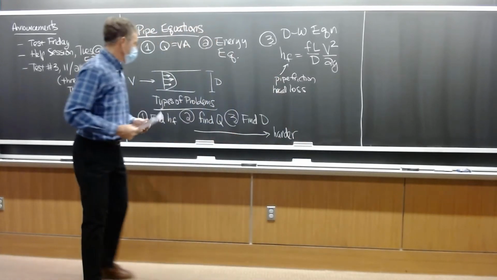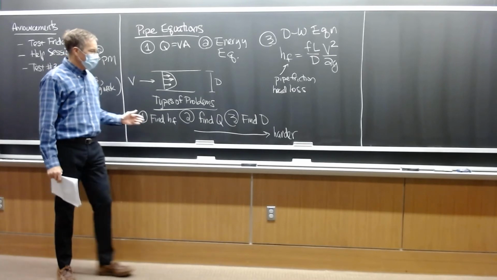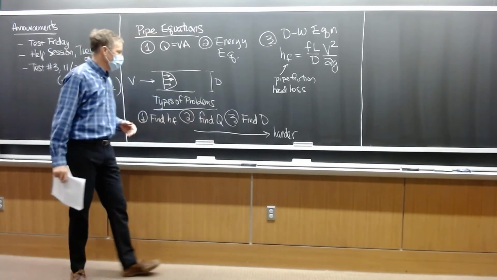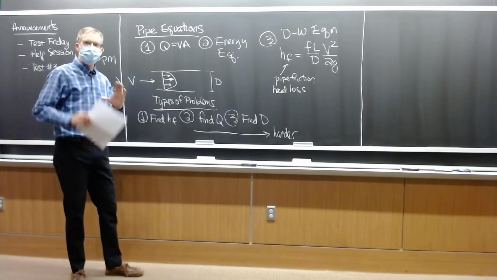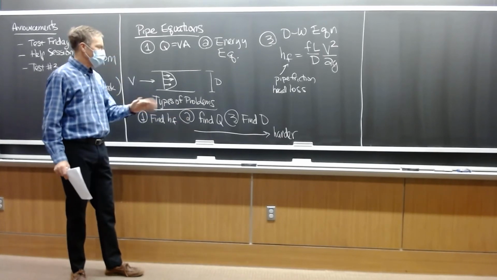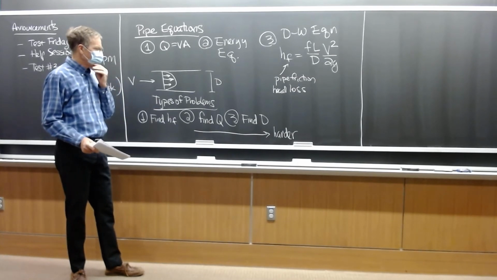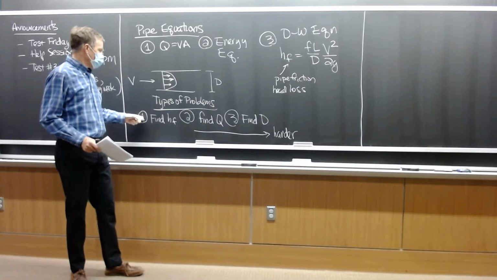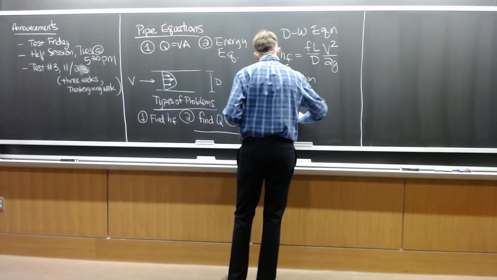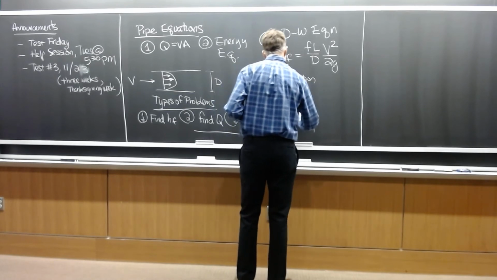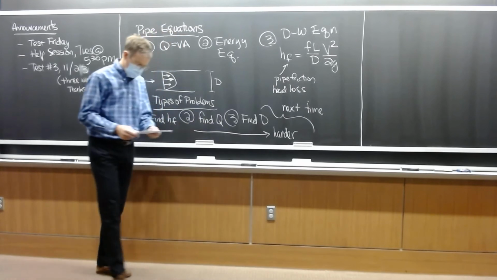The simplest sorts are the type where you're calculating the head loss due to friction, and the most complicated are where we're given information on the pipe and the flow, and we're asked to figure out what size pipe could deliver that flow with that available head loss. These are referred to as type 1, 2, and 3 problems, and we'll do examples of each of these next time.